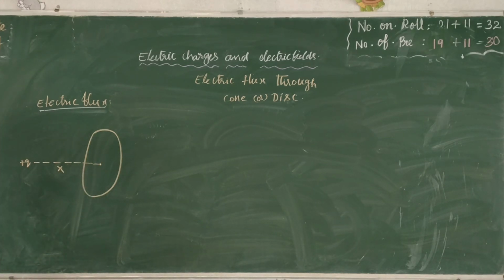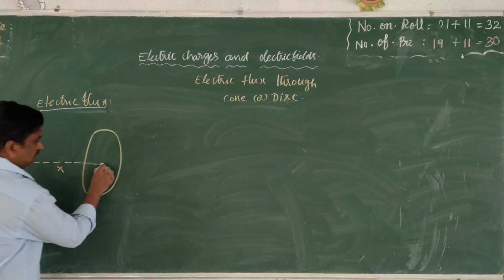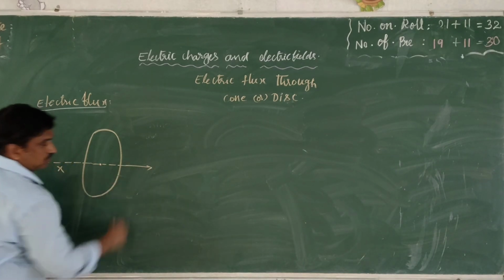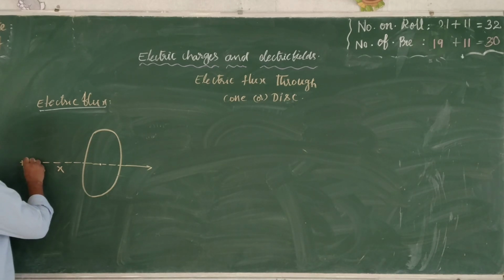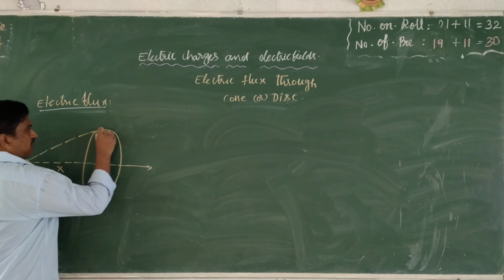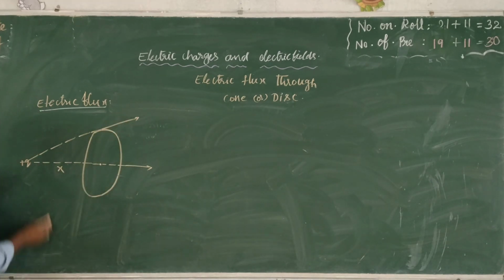Due to this plus q charge, electric field lines pass outwards. Why? Because the plus q charge gives a radially outward field. The electric field lines are radially outwards.